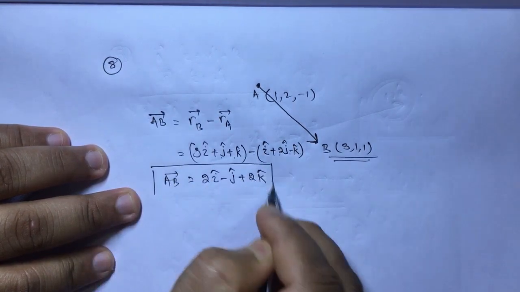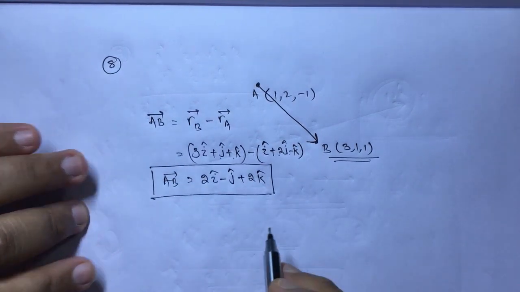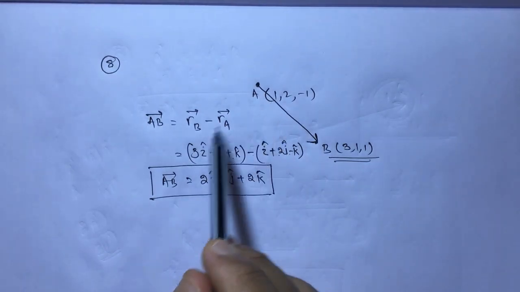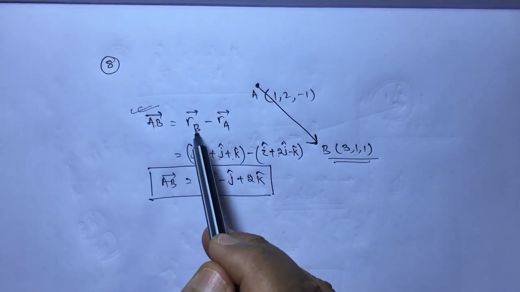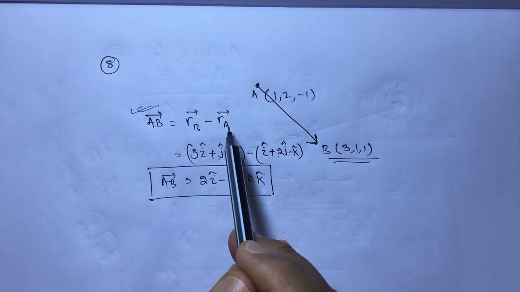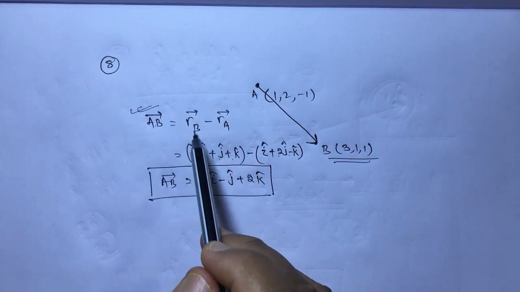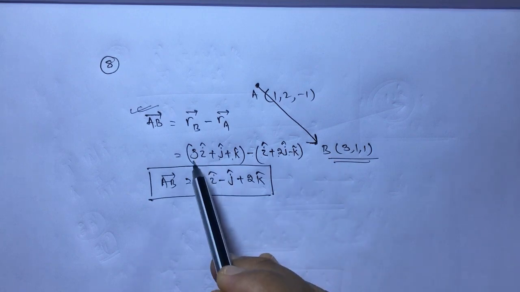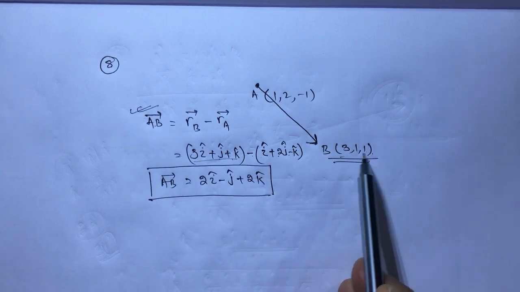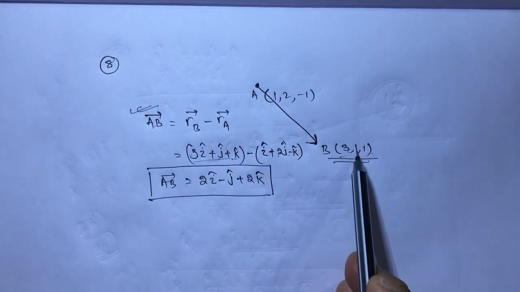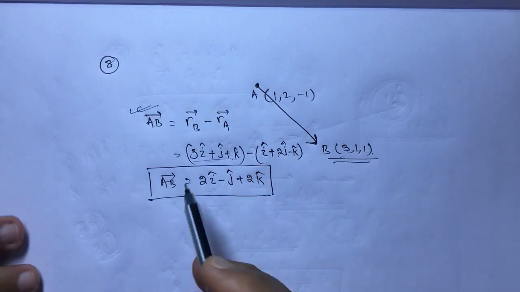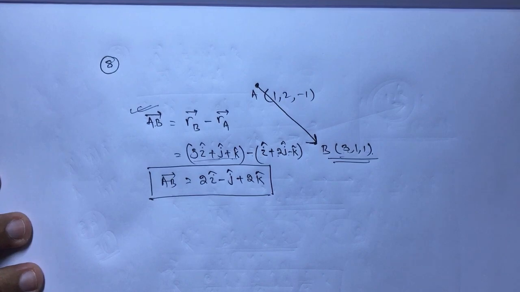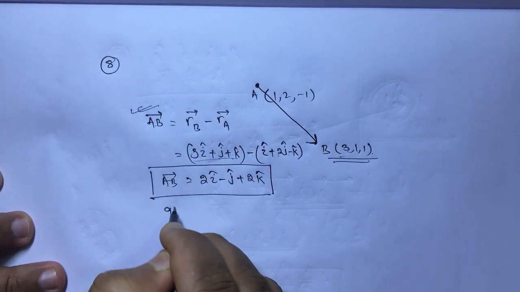Very simple. You have to remember here, first, that the displacement vector is given by the position vector of the second point minus the position vector of the first point. Then you have to remember how to write the position vector from the coordinates: simply use i cap, j cap, k cap with the x, y and z coordinates. So by that formula we can find it. Now let us come to the next question, question number 9.